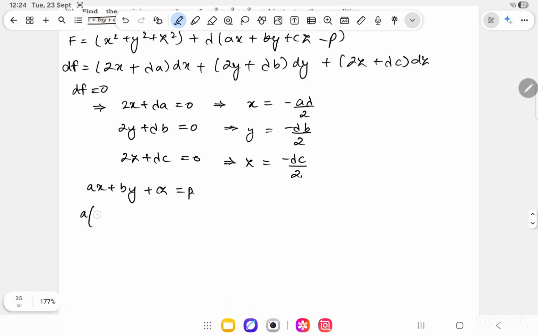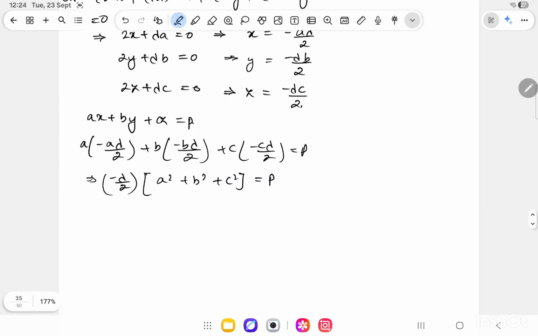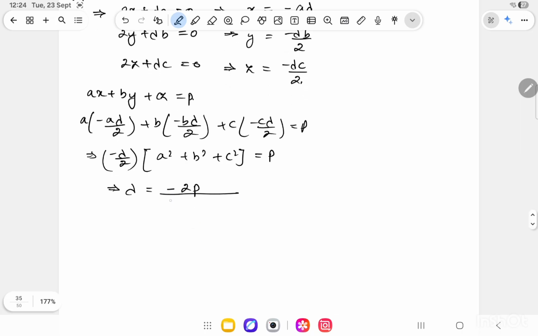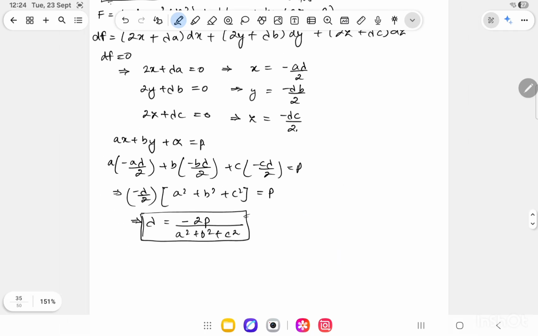So if I just plug in the values of x, y and z, I'll get a into minus a lambda by 2 plus b into minus b lambda by 2 plus c into minus c lambda by 2 equals p. So if I just pull out minus lambda by 2 common from this equation, I'll be left with a square plus b square plus c square equals p. So from here my lambda will be minus 2p divided by a square plus b square plus c square. This is the value of lambda, and this will help us find specific values of x, y and z where the function can attain extreme values.